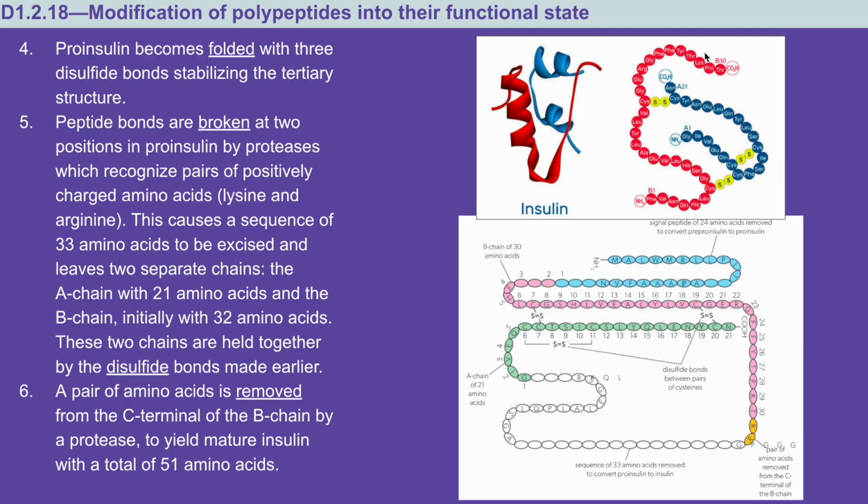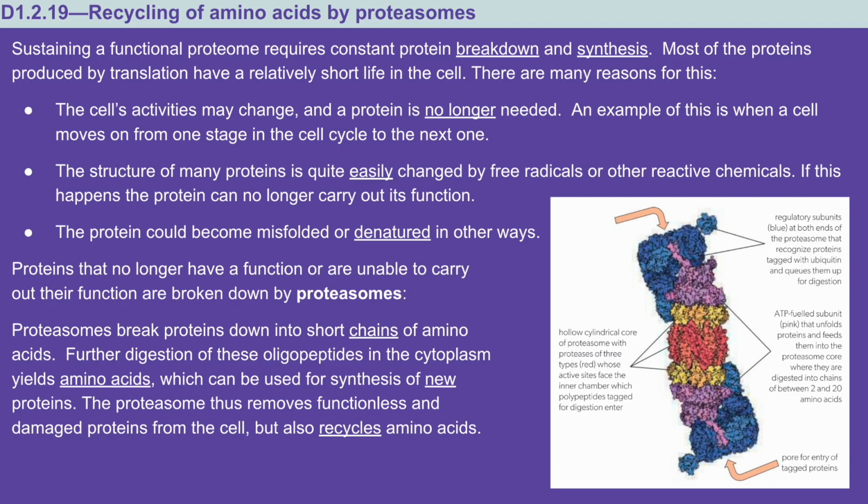And this is what it looks like. Here you can see 1 chain, 2 chains, and here are those disulfide bridges holding them together. And this is the 3D structure of insulin, our hormone that is going to indicate to cells when blood glucose levels get too high to take some of that glucose out of the blood. Lastly, recycling of amino acids by proteasomes.